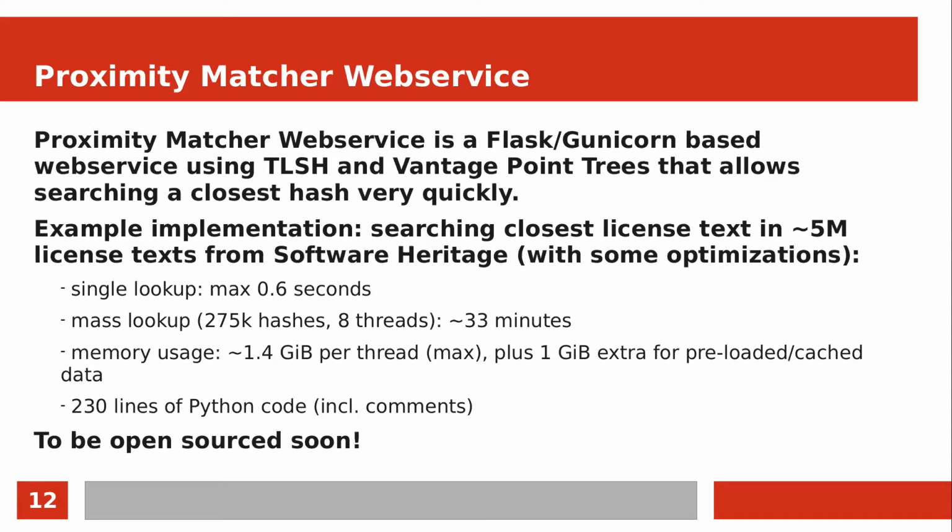I did a test with a mass lookup, 275,000 TLSH hashes using 8 threads, which took about 33 minutes, but the machine that I have is actually quite slow, so it could be a lot quicker. Memory usage is not too bad, 104 gigs per thread at the maximum, and then 1 gig for some extra cached data as well. And this is all in 230 lines of Python code, including comments. So it's very small, very quick, clean, very easy to read, and it will be open sourced soon.